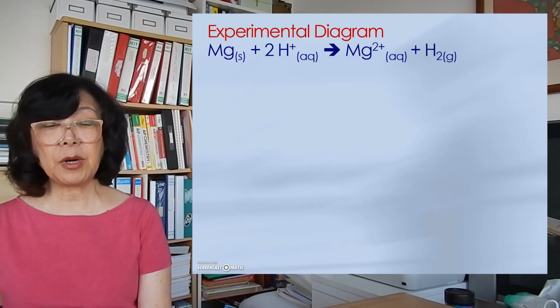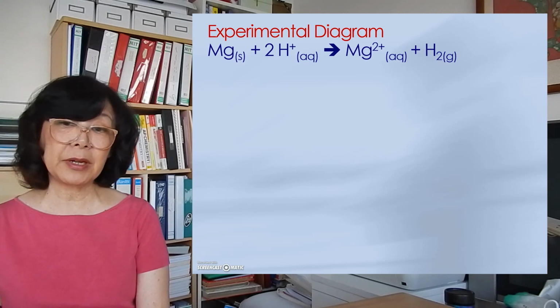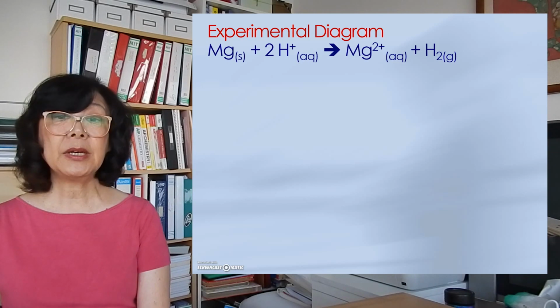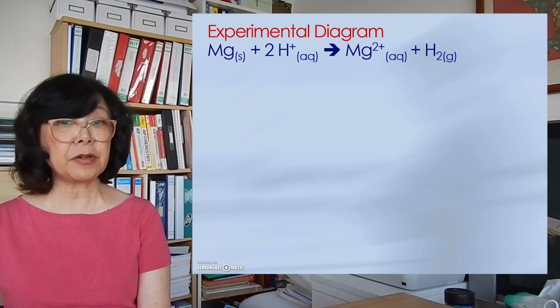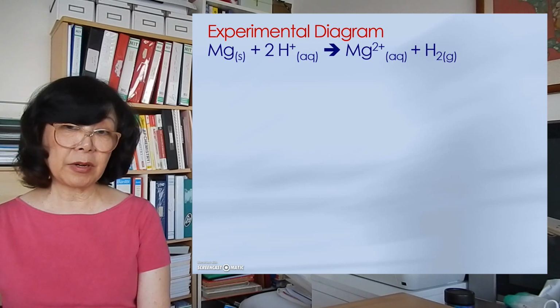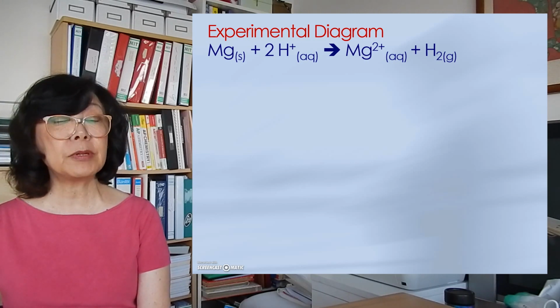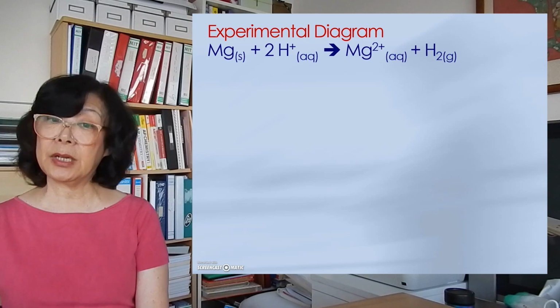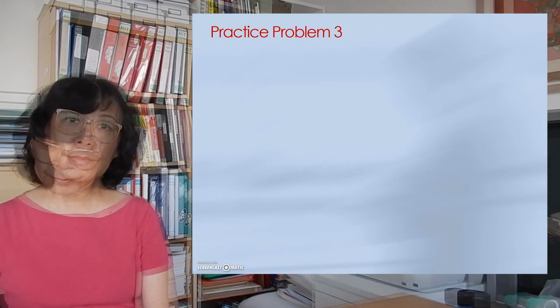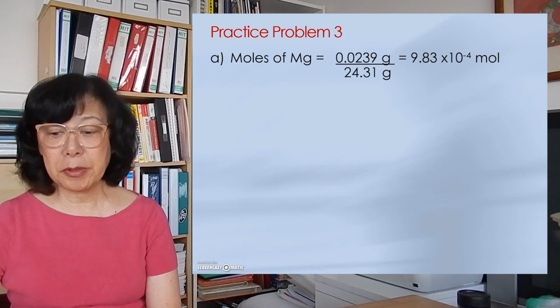So here's a diagram of the magnesium ribbon in hydrochloric acid generating hydrogen gas collected by water displacement, and also the net ionic equation of magnesium plus 2H plus, meaning from the hydrochloric acid, to yield Mg2 plus, meaning magnesium chloride, and hydrogen gas. Now here is practice problem number 3.